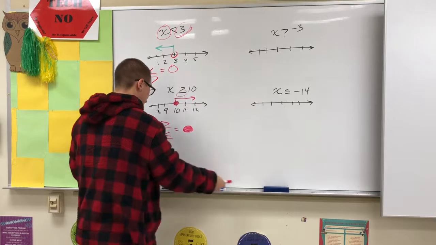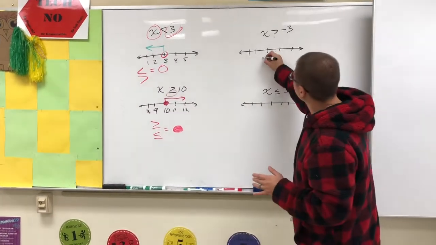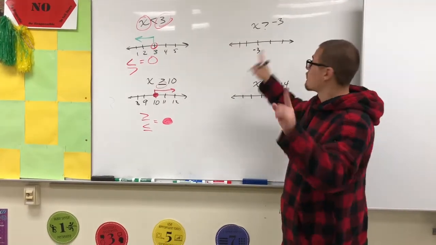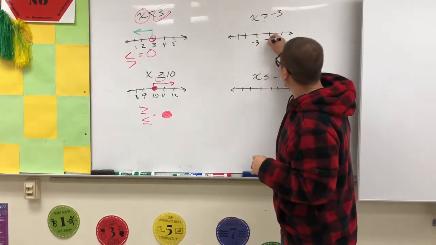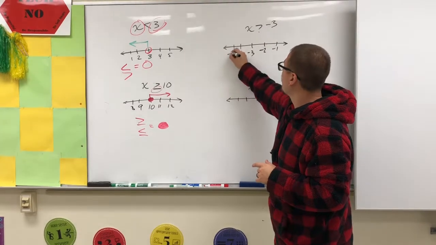Over here, negative numbers, don't trip out. We got negative 3 in the middle. Now check your number line knowledge. To the right gets larger, so the negative number gets smaller. We have negative 2, negative 1. On the left we have negative 4, negative 5.